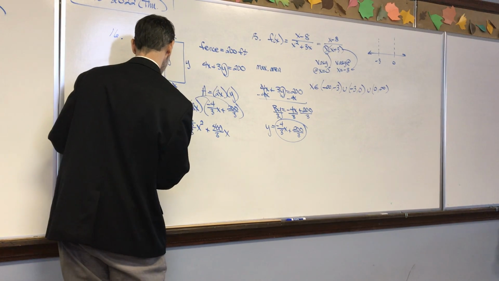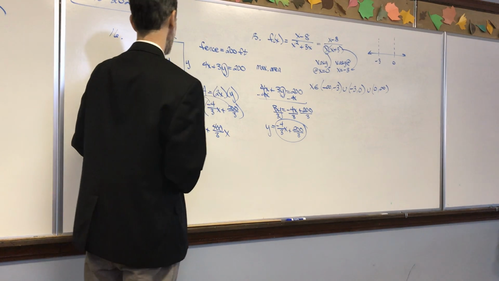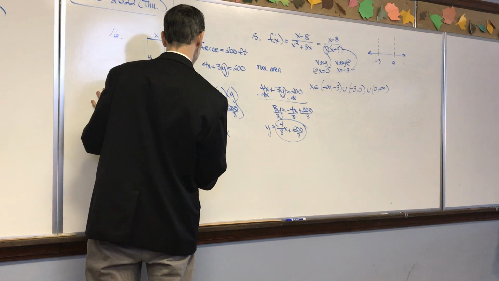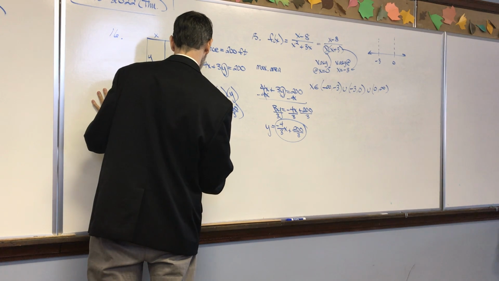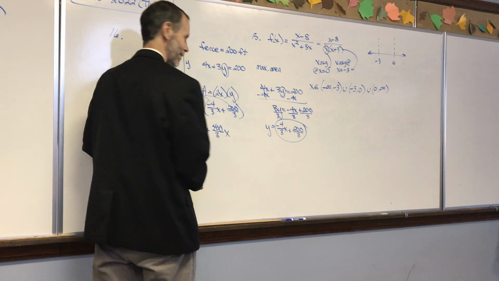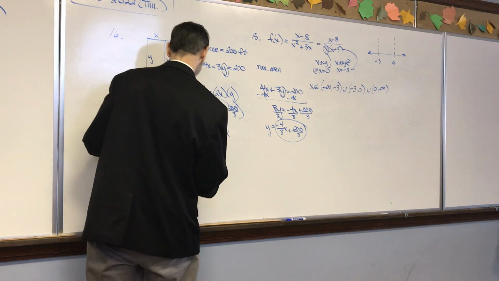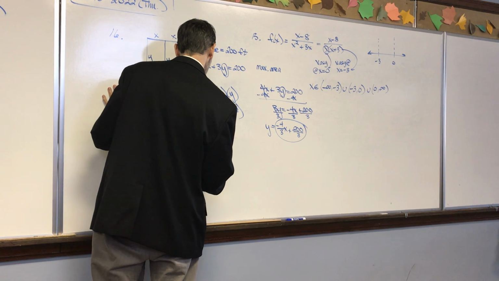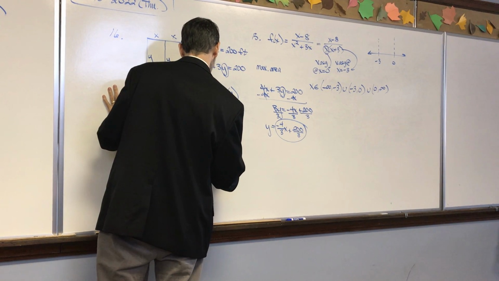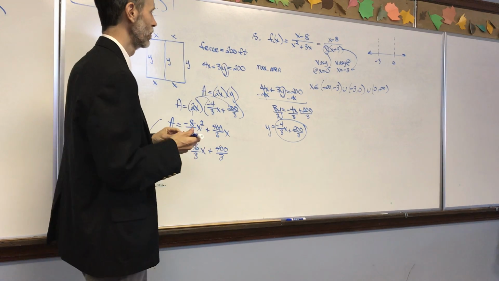So let's take the derivative. What's the derivative of this? Negative 16 over, is it just 3 or 6? 3. If you multiply by a whole number, it's always over 1. So negative 16/3 x plus 400 over 3. That is your derivative. What do you do with that derivative?